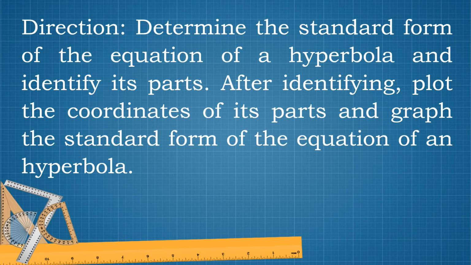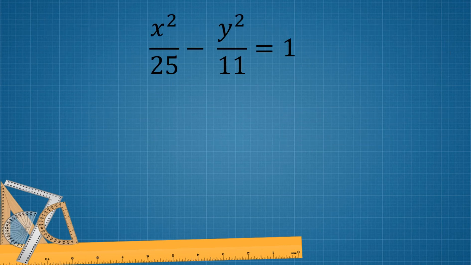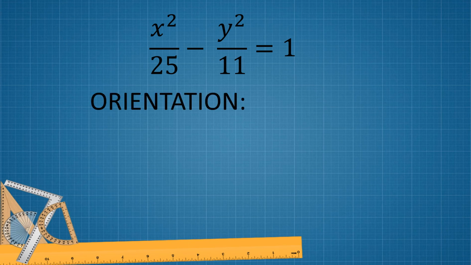Let's now identify the parts of the hyperbola using the learning that we gained. For instance, the given is x squared over 25 minus y squared over 11 equals 1. Again, we need to identify the orientation. So to find the orientation, we're going to take a look at the first term. The first term is x squared over 25, and x comes first before y. So therefore, the orientation is horizontal.